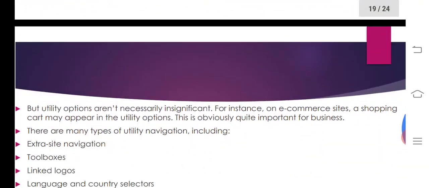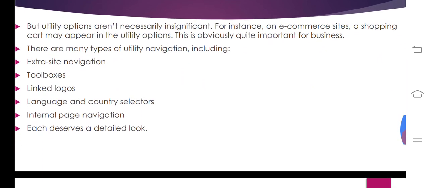So here see utility options. It is an e-commerce page. Shopping, the appearance is utility options: utility, extra site navigation, toolboxes, links, logos, etc. There are mainly these types of utility navigations. It includes internal page navigation, all of it is there.